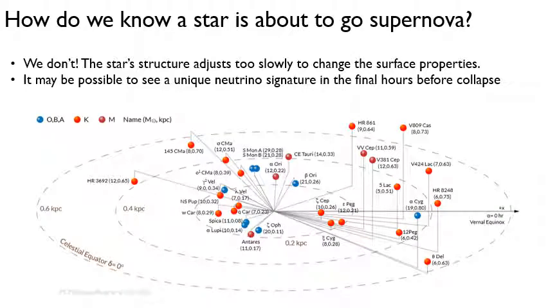Now, it may be possible to see a unique signature of neutrinos in the final hours before collapse. Silicon burning can create a unique neutrino signature, and there's a search for these neutrinos, but we have not seen them yet. Candidate stars that these neutrinos are being searched for are shown here. So you're looking within a few thousand light years. You have a handful of stars that we believe could be close to going supernova. We don't know because you can't tell by looking at the surface, but these are ones where if you start to see a unique neutrino signature, then you know this thing's about to explode.